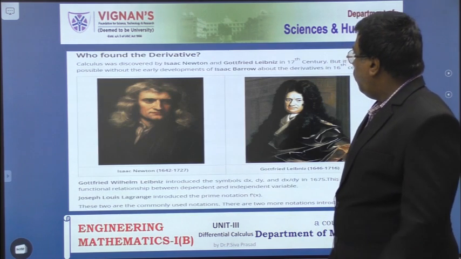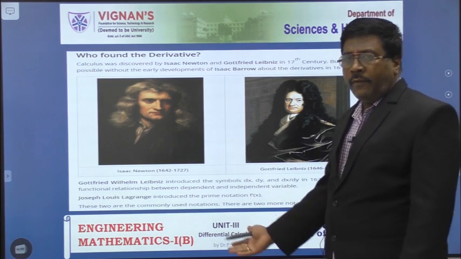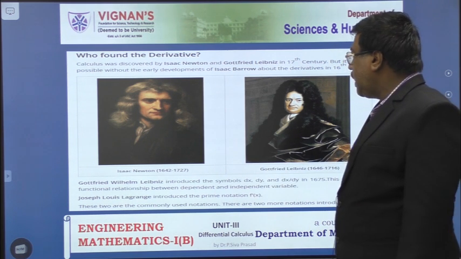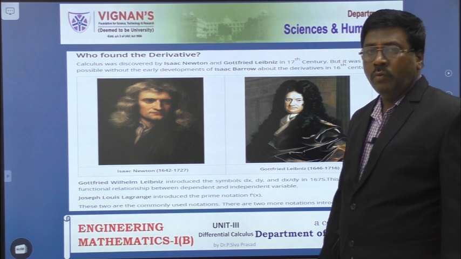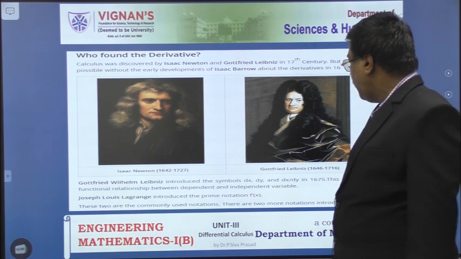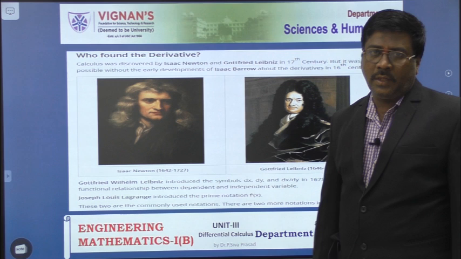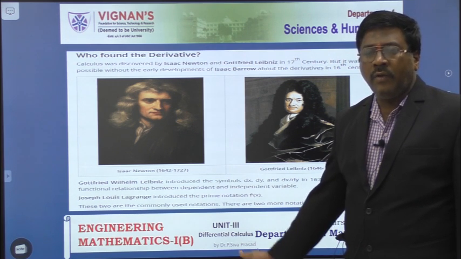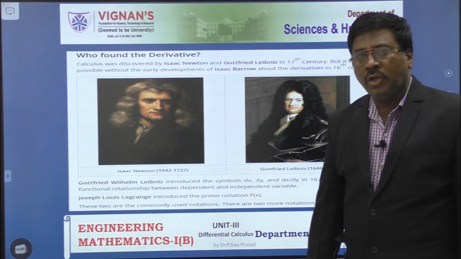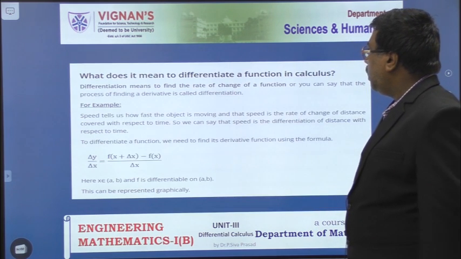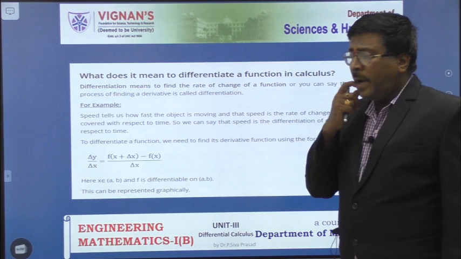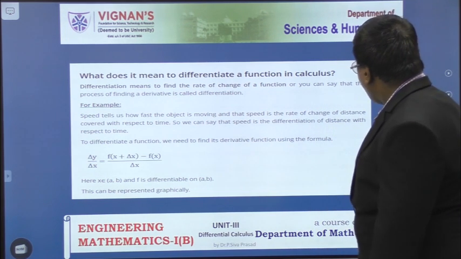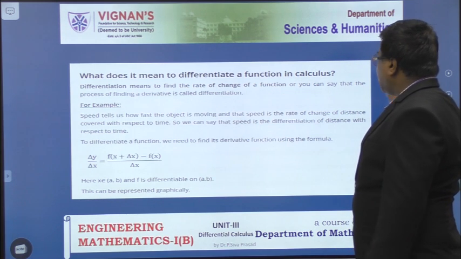Now, derivatives were basically found by Isaac Newton, who lived from 1642 to 1727, and also Leibniz. These are the famous mathematicians and scientists who invented the concept of differentiation. Now, what is meant by differentiating a function in calculus? That is what you have to observe here, the rate of change.